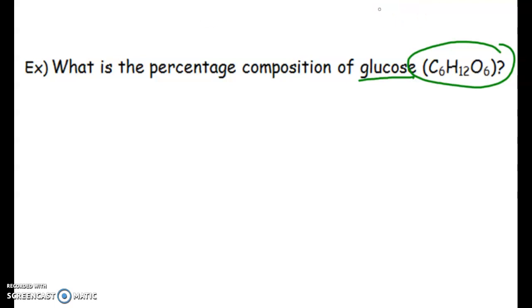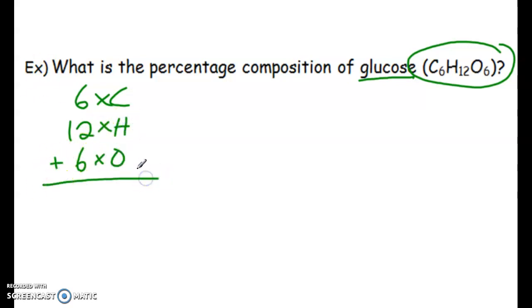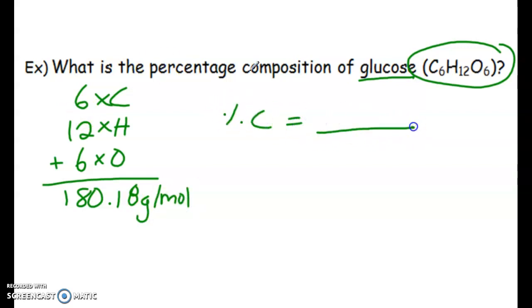Okay, so first of all, you'd have to find the total molar mass for glucose. So we do that by doing 6 carbon, we have 12 hydrogen, and we have 6 oxygens, right? So your total molar mass here should end up being 180.18 grams per mole.